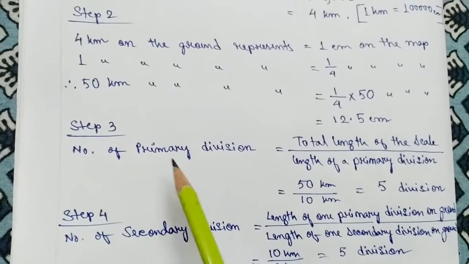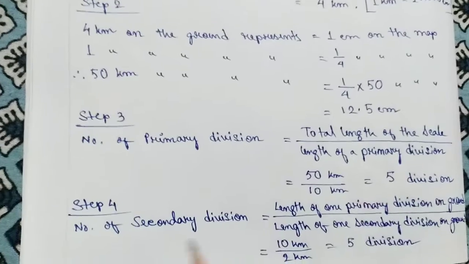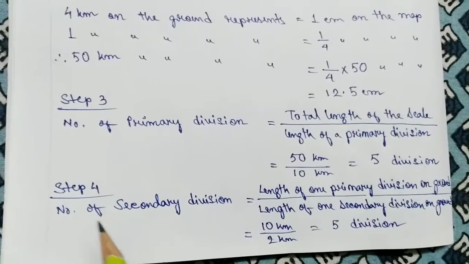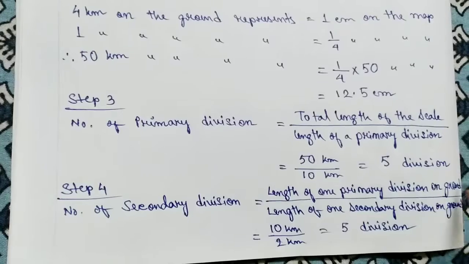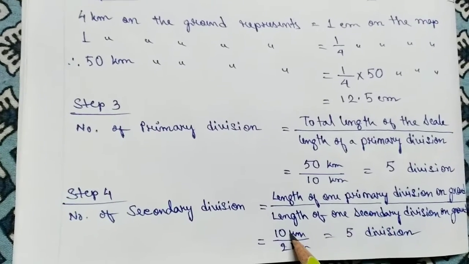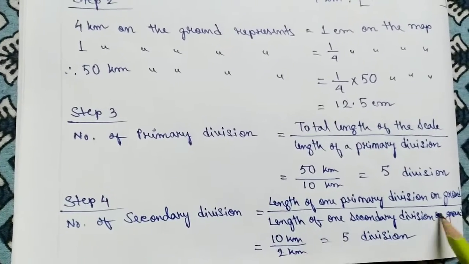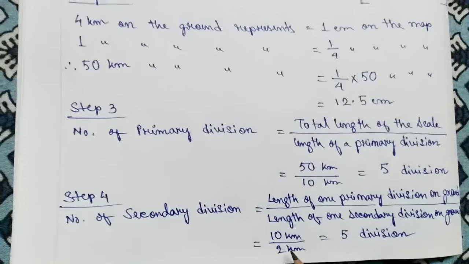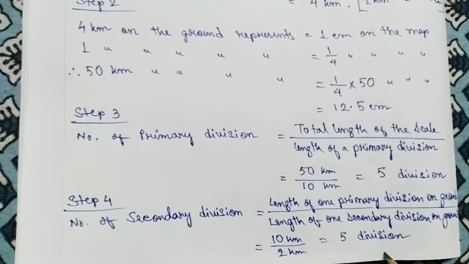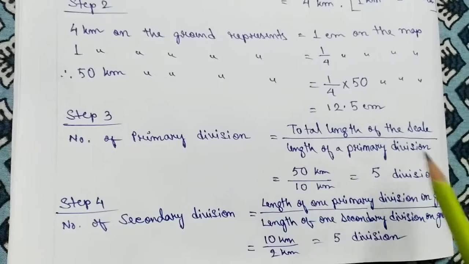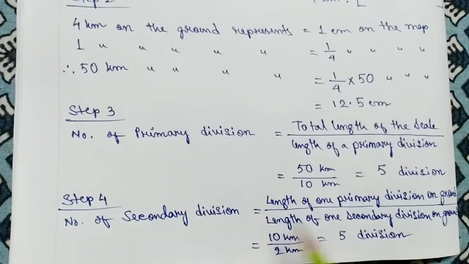So how many primary divisions will we draw? 5 divisions. And the last step, step 4, number of secondary divisions. The formula is length of one primary division on the ground, that is 10 kilometer, divided by the length of one secondary division on the ground, also given in the question, that is 2 kilometer. So if we divide this, we will get 5 divisions. So the number of primary divisions we will draw is 5 and the number of secondary divisions we will draw is 5.